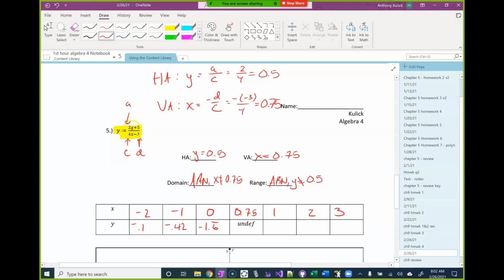When I plug in 1, I get 7/1, so that's just 7. And I plug 2 in, that gives me 9/5, which is like 1.8. And I plug the 3 in, that gives me 11/9, which is like 1.2 repeating.